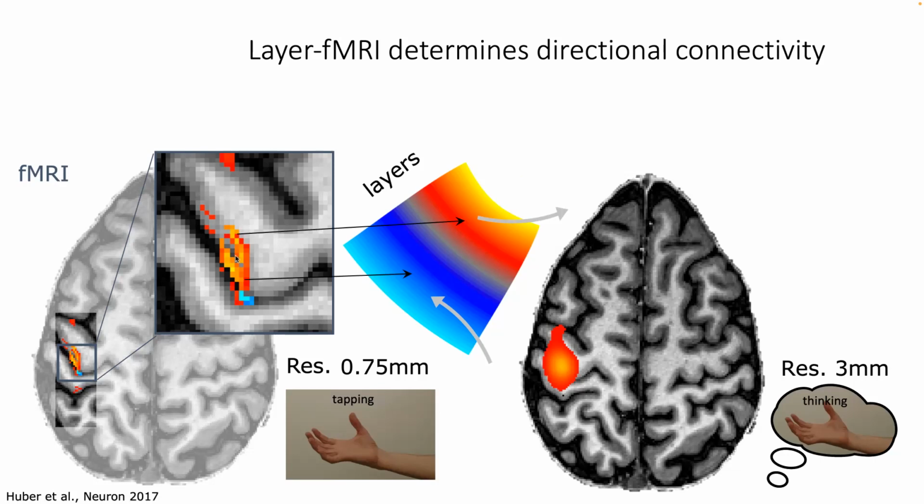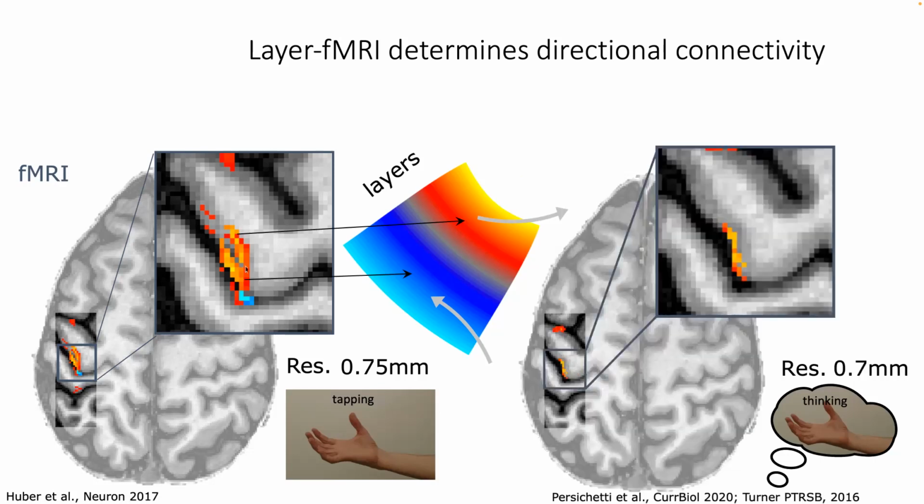And we see that both of them are engaged for tapping. Whereas for this imaginary tapping, we do not really see this secondary stripe, the deeper one. So suddenly we can have a better understanding of the processes that then also match the behavior, right? There's no output, no muscles are engaged here, even though there's a lot of activity going on, specifically in the superficial layers.